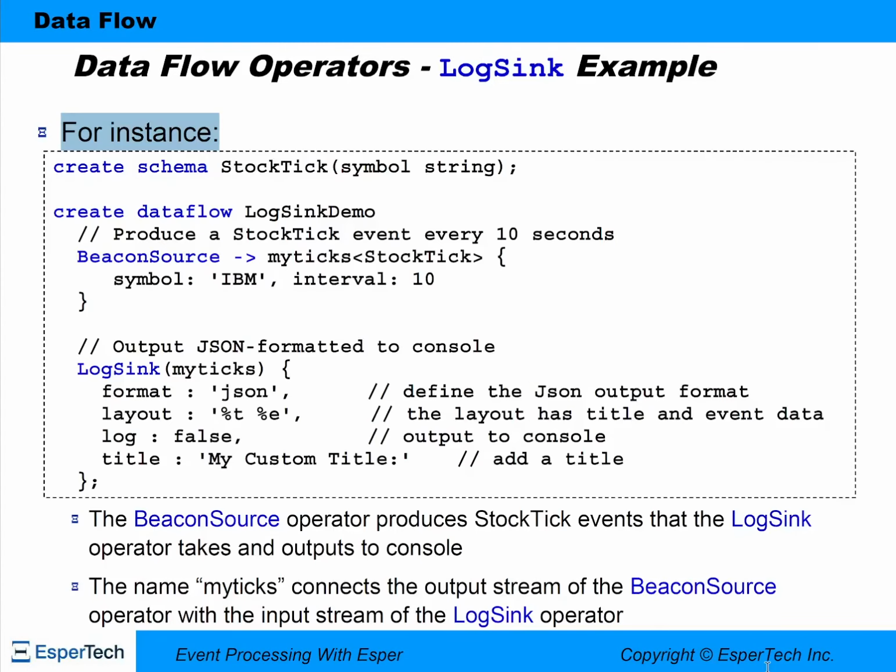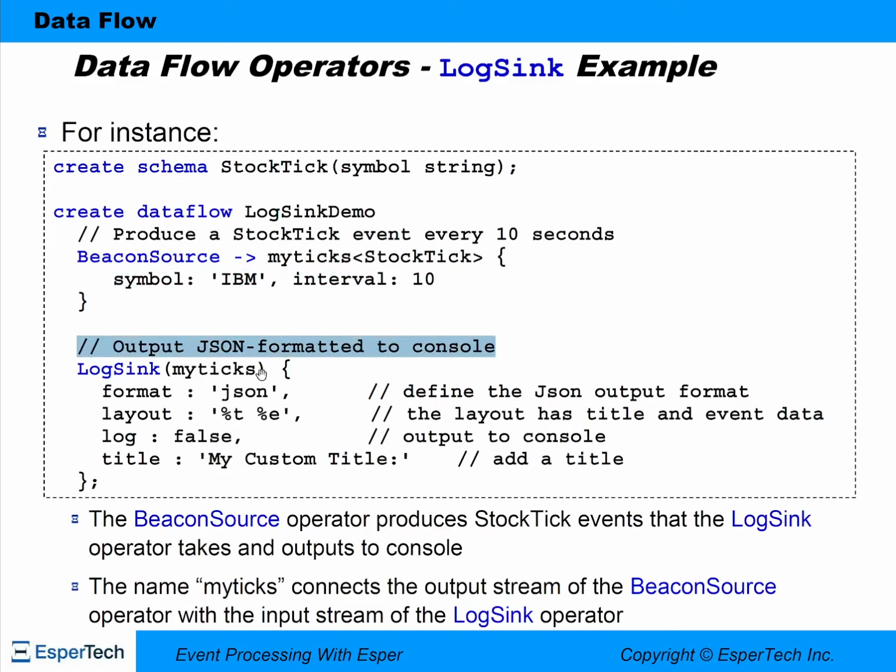For instance, create schema stock tick, parenthesis, symbol string. Create dataflow log sync demo. Produce a stock tick event every 10 seconds. Beacon source produces myticks of type stock tick, curly braces, symbol, quotes IBM, comma, interval 10. Output JSON formatted to console.